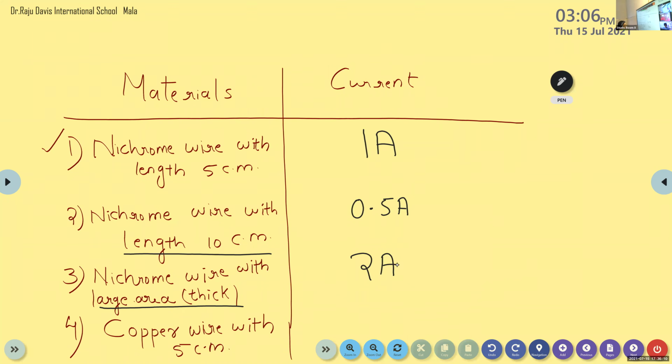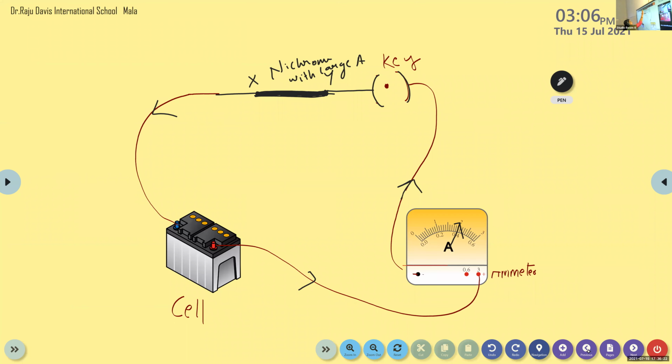Now we are going to connect the last material. What is the last material here? Copper wire. So here we are going to replace the nichrome wire with a copper wire, between the gap of X and Y. Here we are connecting an entirely different material, that is copper. Now we repeat the same procedure.